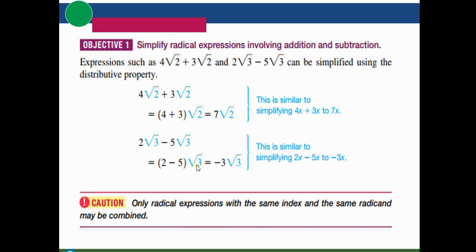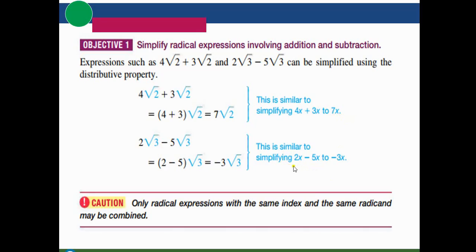We took the square root of 3 out, and then we were left with these numbers on the outside of the radical, 2 minus 5. Okay, and then we get negative 3 square root of 3. All right, notice what it says here. This is similar to adding 4x plus 3x is 7x. I think we can all agree with that. So what we're really doing here is combining like terms.